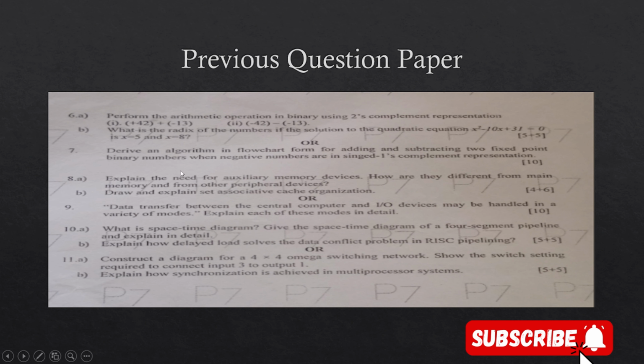And here also you can see we have discussed about memory organization. In one there is hierarchy, with auxiliary memory and primary memory. Here the question is for auxiliary memory, you need to answer that, and also explain set associative cache or cache organization. You can just check with this. Data transfer between central computer and the input output devices may be handled in a variety of modes, so you can explain. So this is an indirect question. Just check with these notes and also write this.